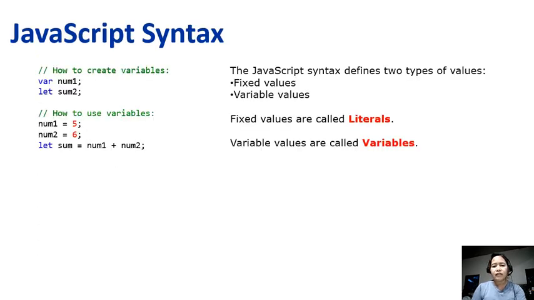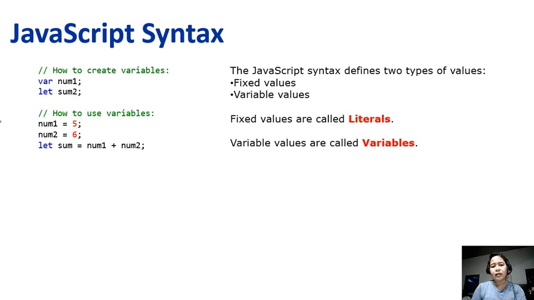So the JavaScript syntax is just like any programming languages. We need to declare a variable, but when or how we declare variables may differ. So two of the options that you have in JavaScript in declaring a variable is using var and let. So later on we will discuss other things. So here we have var num1, and let sum2.